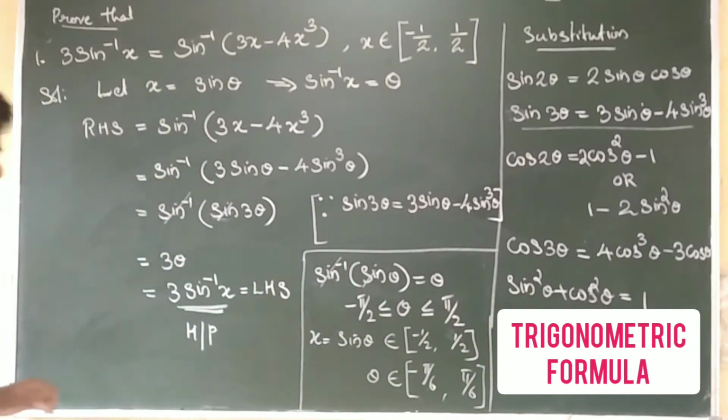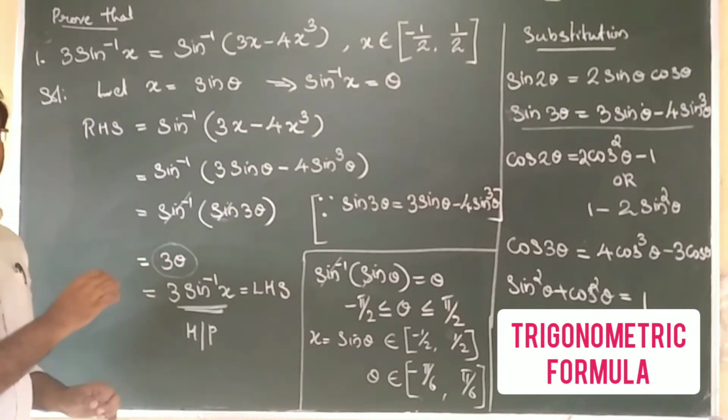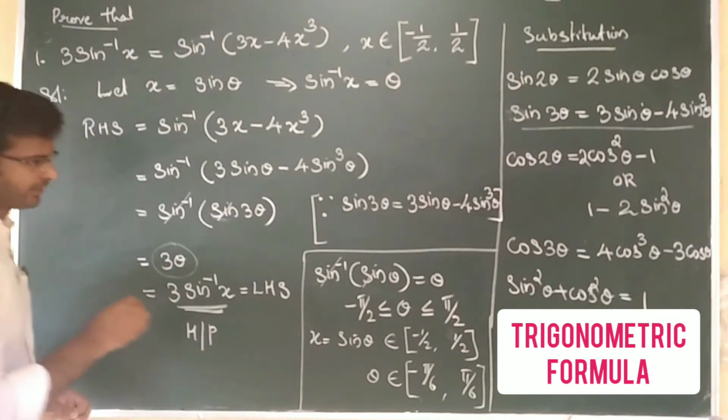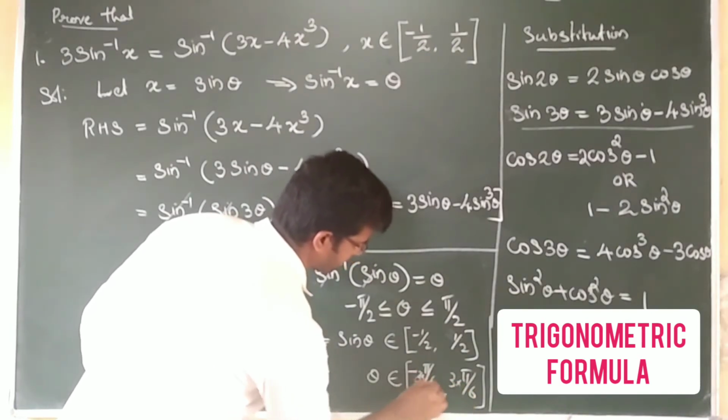But again here we got 3 theta, isn't it? Find the value of 3 theta. Just multiply by 3 here, and here also 3 into. What will you get? Cancel 2.